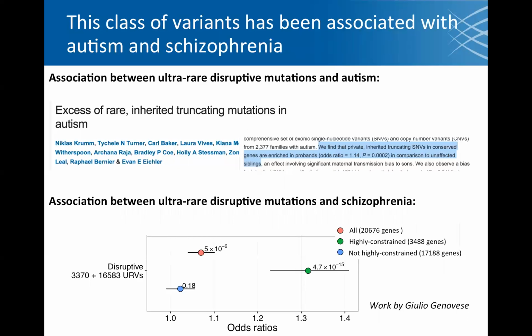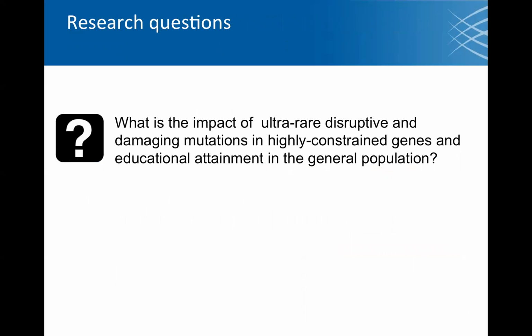Okay, and I described a little bit the aim of the study, which is to look at educational attainment, which is an important trait in the population, a marker of cognition. We focus on a specific class of genetic variants which has been previously associated with psychiatric and neurodevelopmental disorders and is a candidate to be associated with disease. So the first research question is, what is the impact of this ultra-rare, disruptive and damaging mutation in highly constrained genes on educational attainment in the general population?